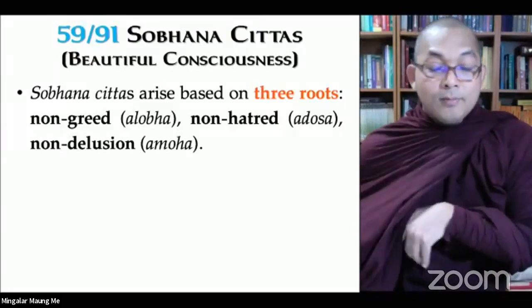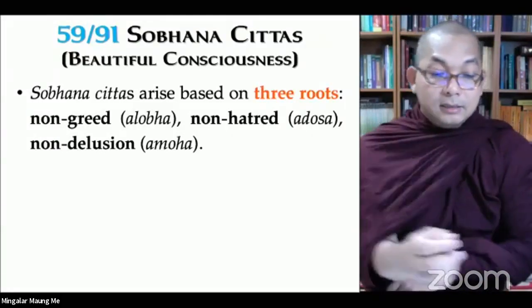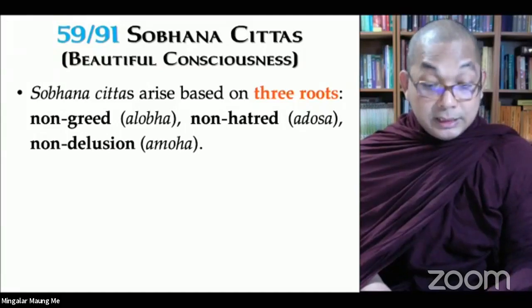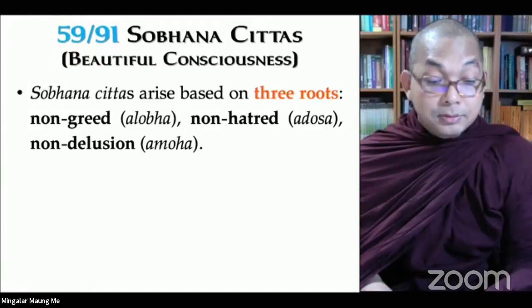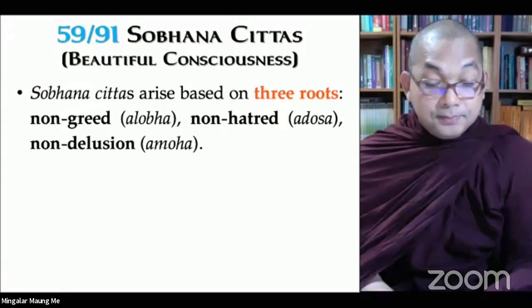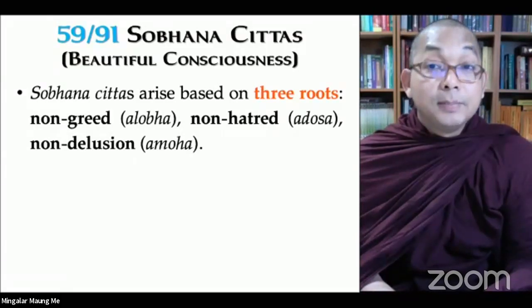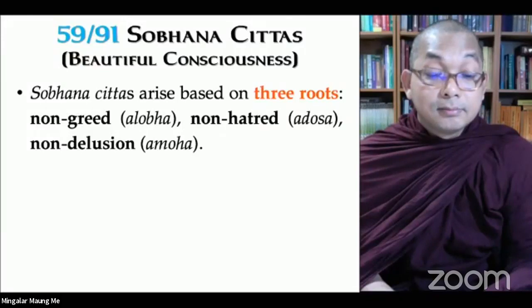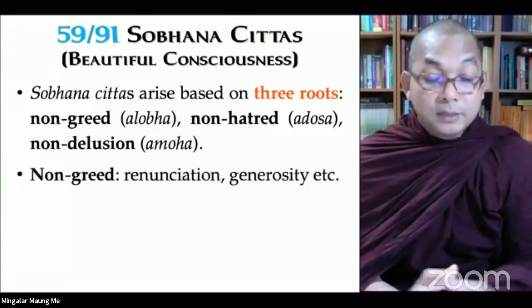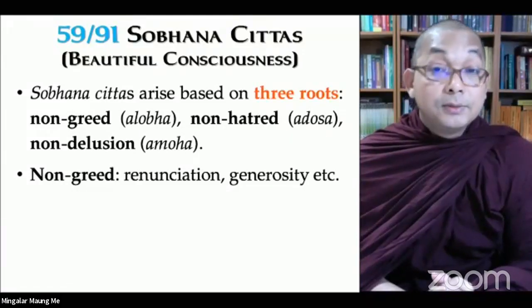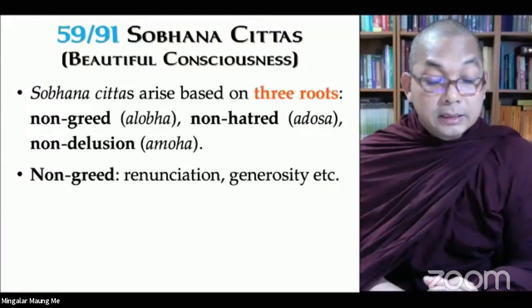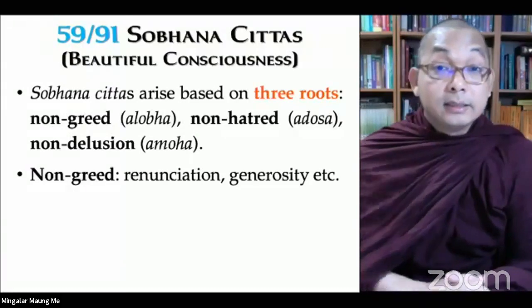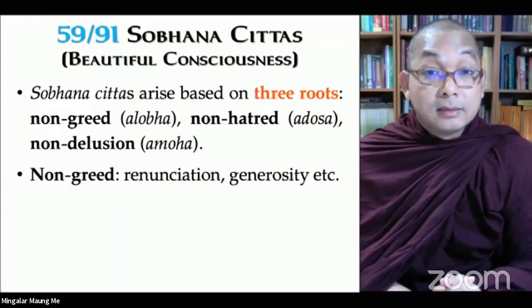Okay, so we have 59 Sobhana Cetasikas. They arise based on alobha, adosa, or amoha. Then I want to explain a little bit about non-greed, non-hatred, and non-delusion. The first one, regarding non-greed, we can learn in the Noble Eightfold Path.